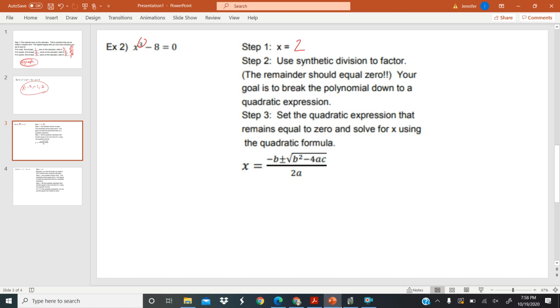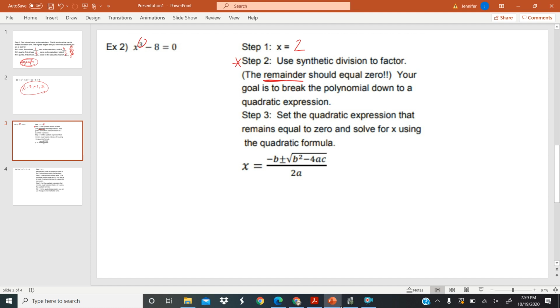So step 2, if you can't see all of the zeros, is going to be use synthetic division to factor. And then in this step, the remainder in synthetic division should always be 0, because your goal is to break it down to a quadratic expression. So you don't want a remainder in there.